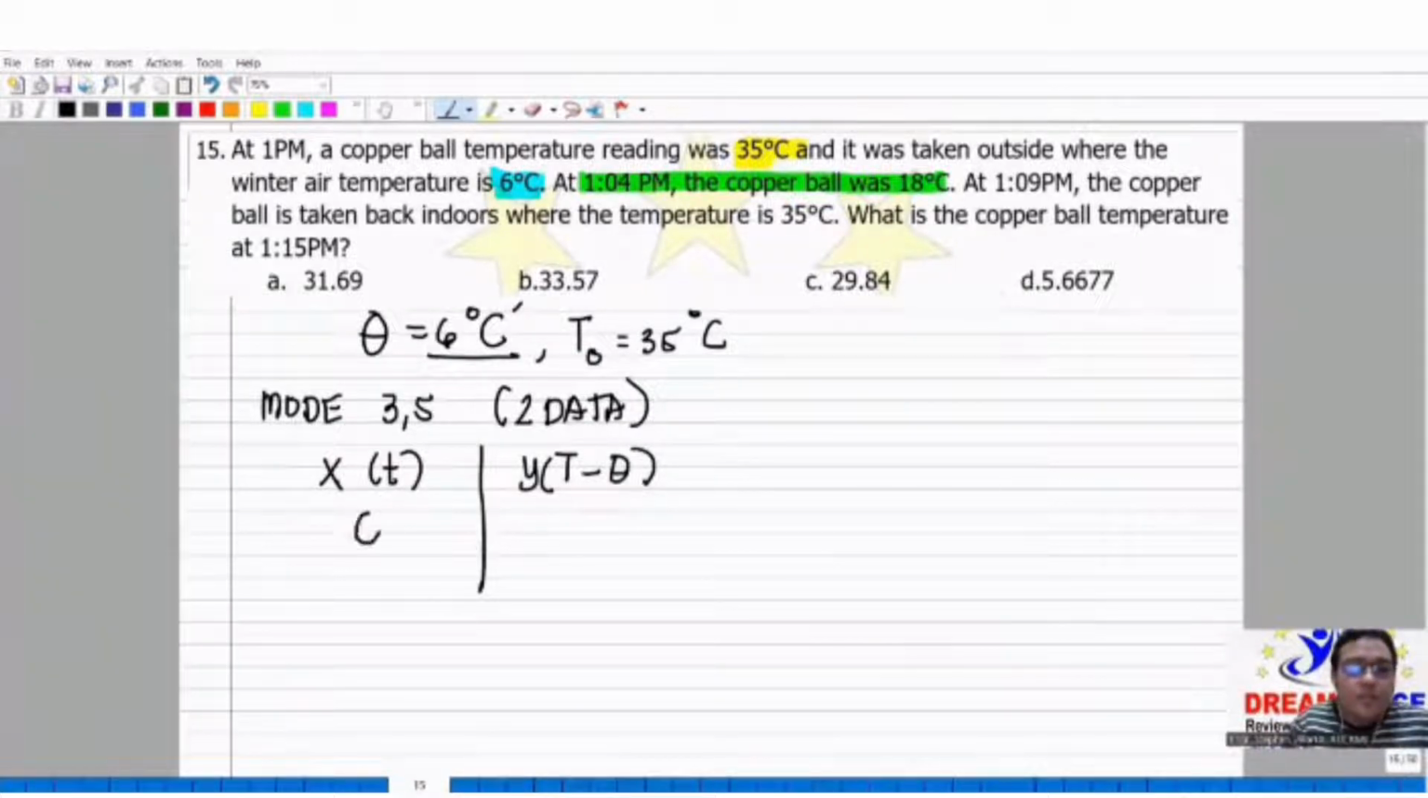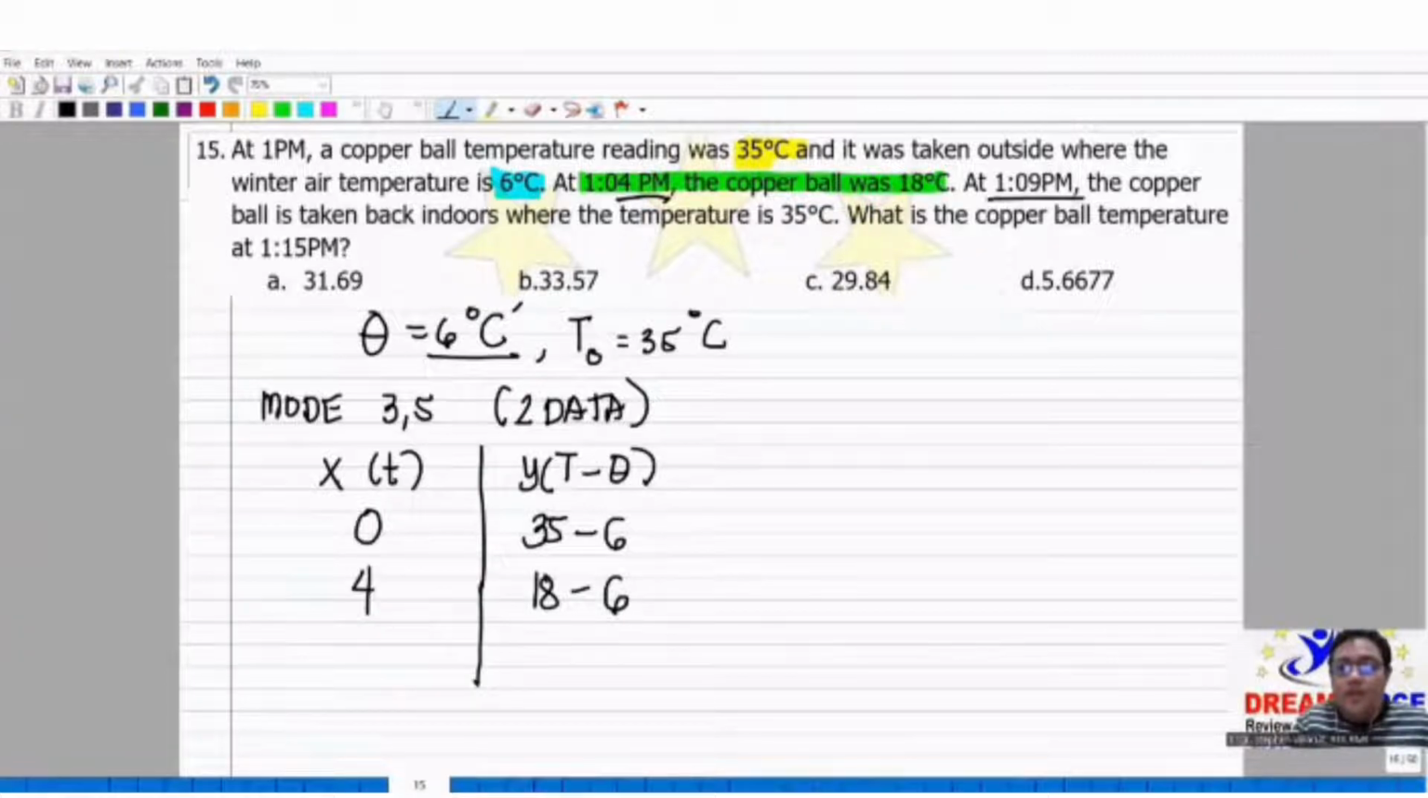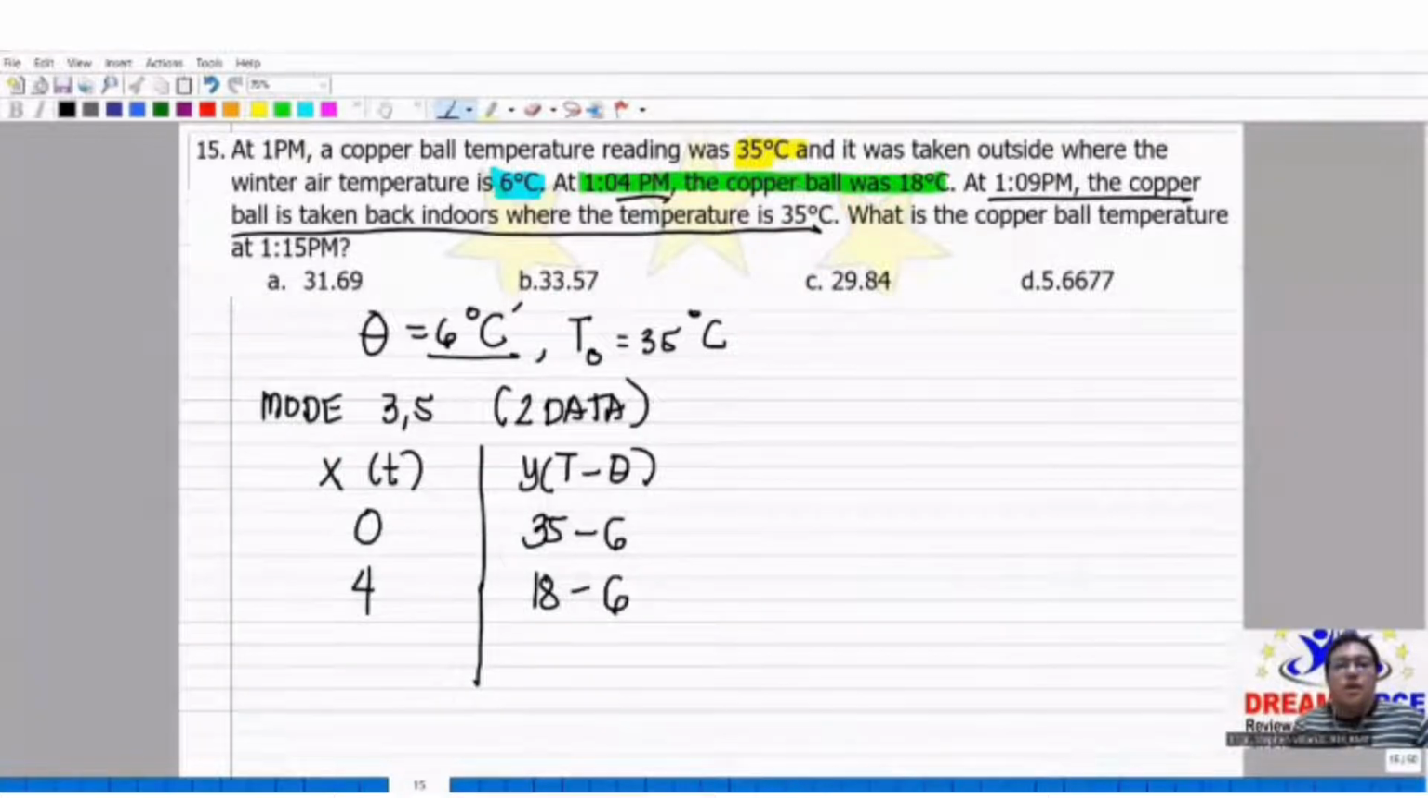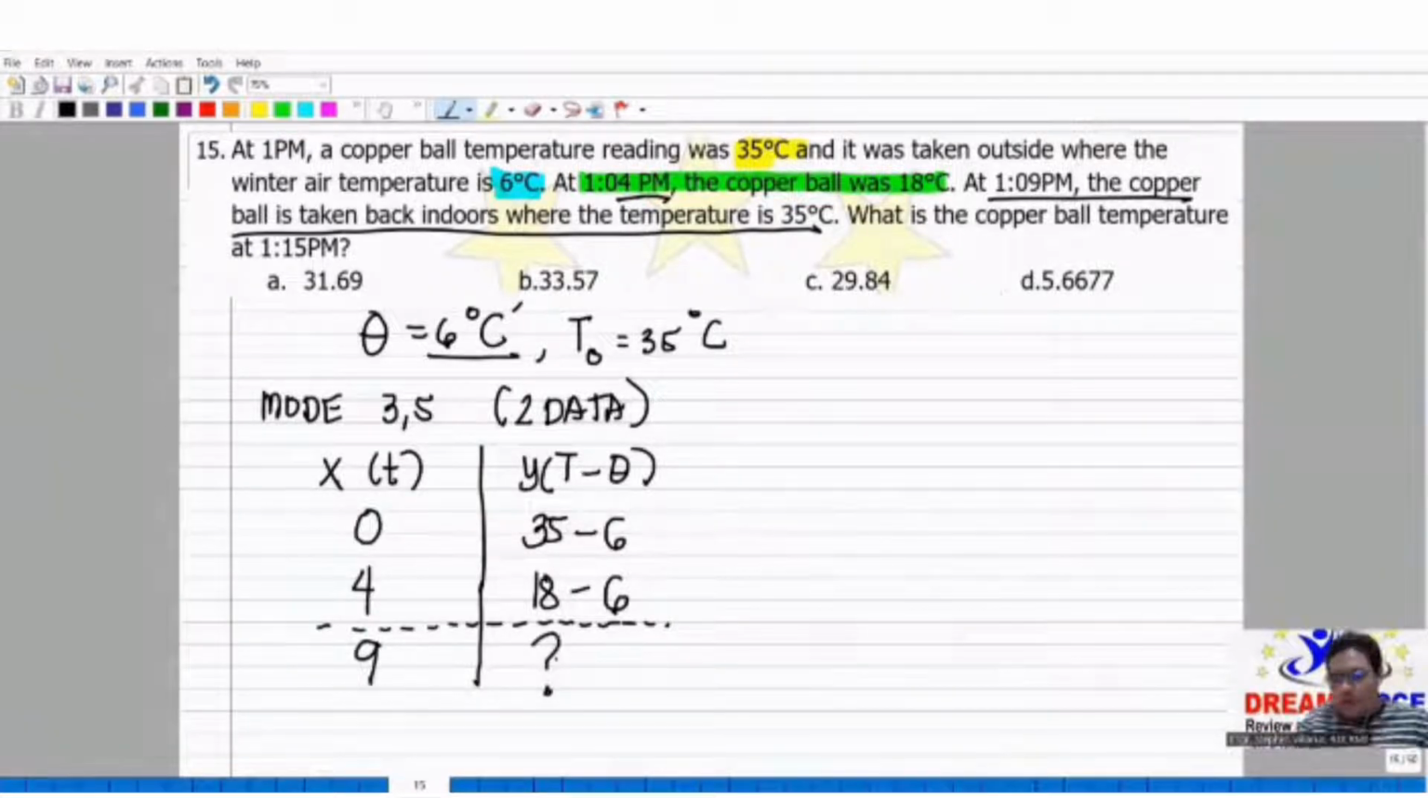Okay? So, at time t equal to 0, yung ating copper ball is 35 degrees Celsius. So, 35 minus 6. Next. At time t equal to 4 minutes, after 4 minutes po, 1:04 p.m., the copper ball was 18 degrees Celsius. So, 18 minus 6. Now, at time t equal to 9 minutes, the copper ball is taken back indoors where the temperature is 35. Pero alamin muna natin kung ano ang temperature ng ating copper ball nung 1:09 or 9 minutes after, para alam natin yung initial sa susunod. So, 9 minutes, ano kaya ang kanya magiging temperature?